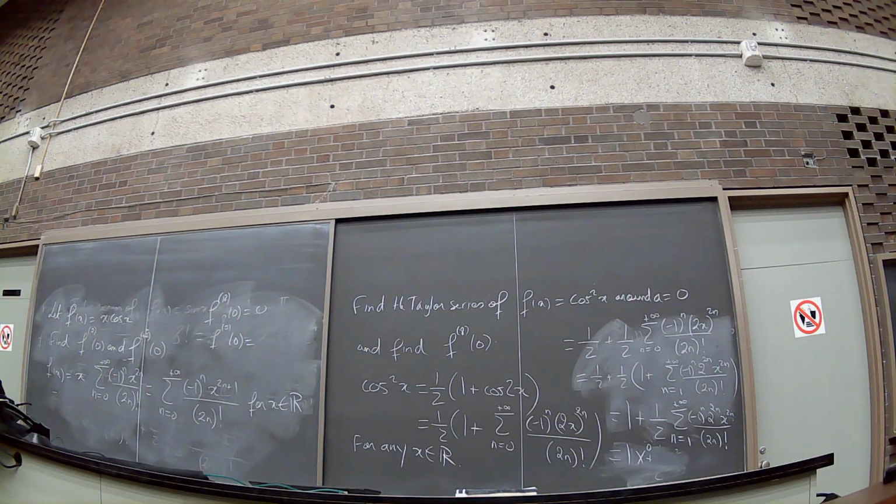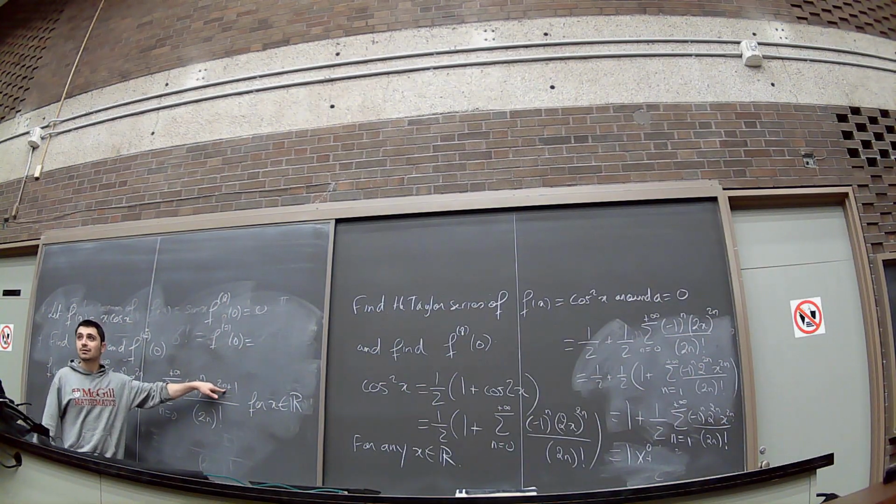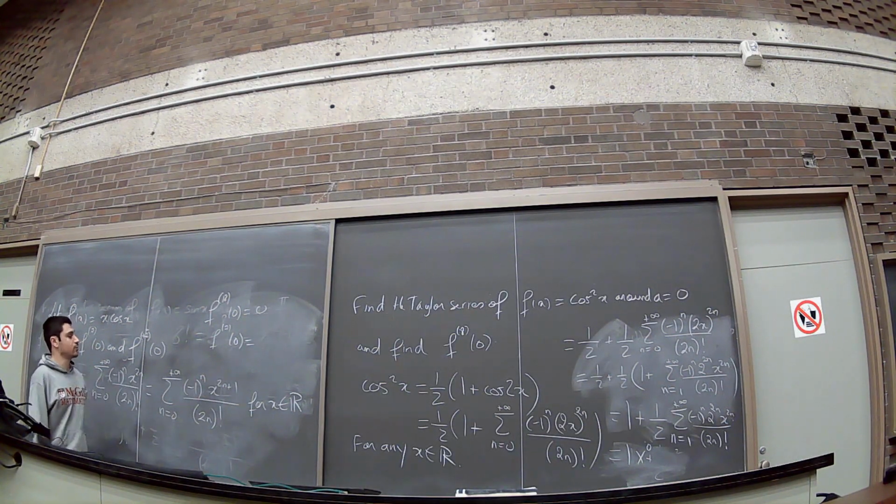Now what is f^(7)(0)? So, who volunteers? What do I need to look for? Someone else? Yes? Very good. What is this number? 3, right? Yeah, very good. So 2n plus 1 is equal to 7, so n equals 3. For n equals 3, what is the coefficient?